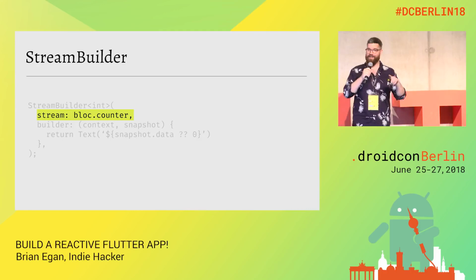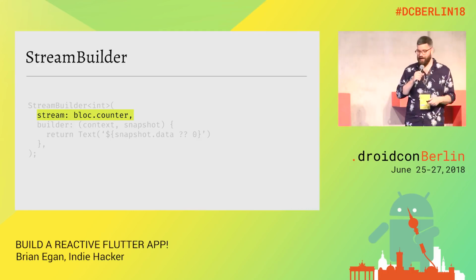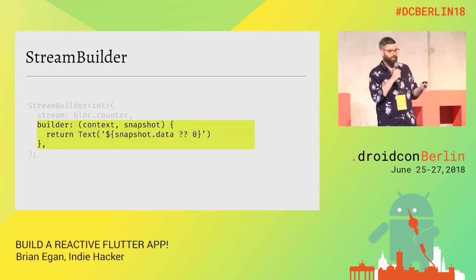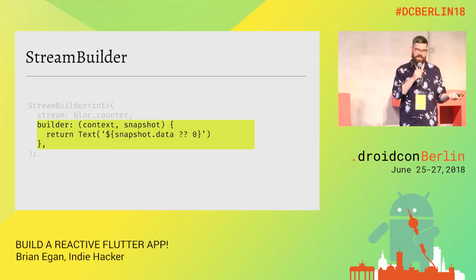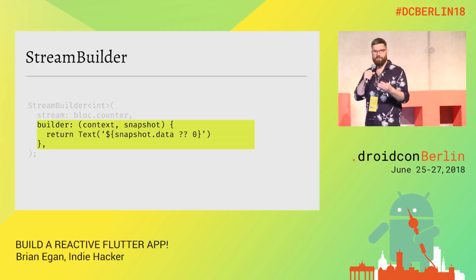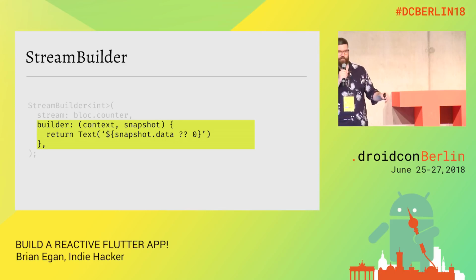So in this case, we'll pass through the counter stream to this widget. And then the builder function will actually return a widget, so you basically take in the data that the stream emits, and you render a widget using that data. This is really cool, because whenever it changes, you can just create a new widget hierarchy, and Flutter will take care of rendering that to the screen. You don't really need to think about setting up subscriptions or doing anything like that.